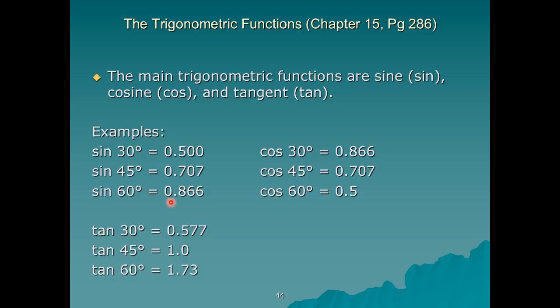So all these are cosine. This is another ratio, and again these are constant. And the last one is called tangent. Okay, sine, cosine, tangent. Right? So all these functions take one angle and give you a ratio in return. The ratio is given as a decimal fraction.